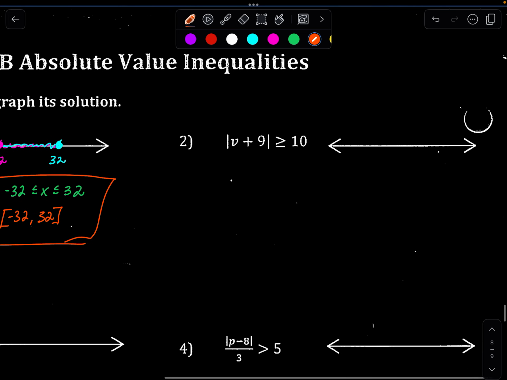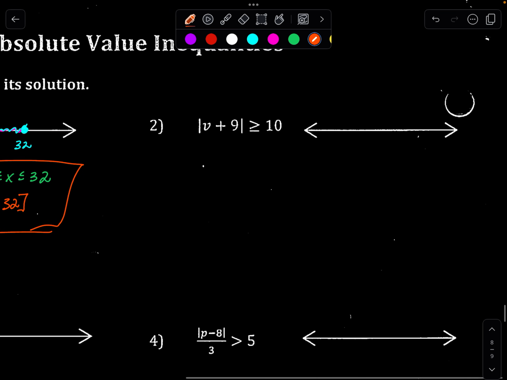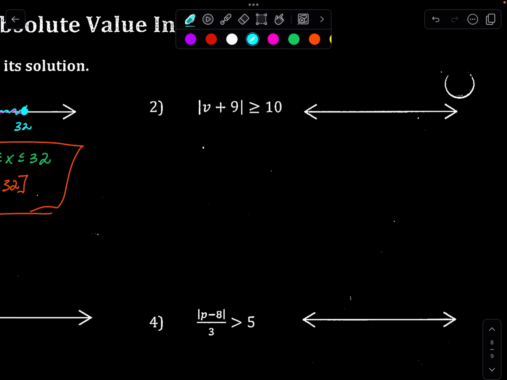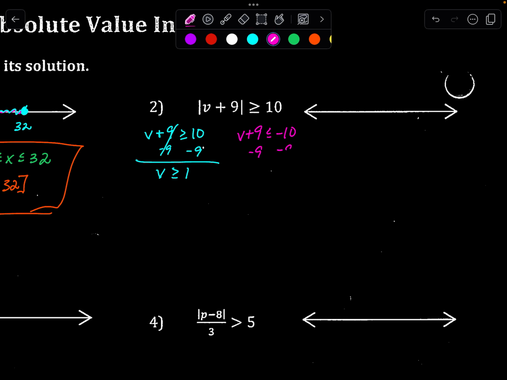Now, moving on to the next one. Once again, this is going to be an isolated value to start. So we can immediately split and go v plus 9 greater than or equal to 10. And then we can say v plus 9 less than or equal to negative 10. Minus your 9 from both sides. V is greater than or equal to 1. Minus your 9 from both sides. V is less than or equal to negative 19.